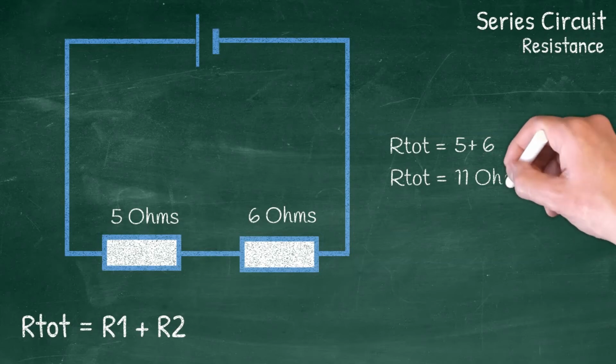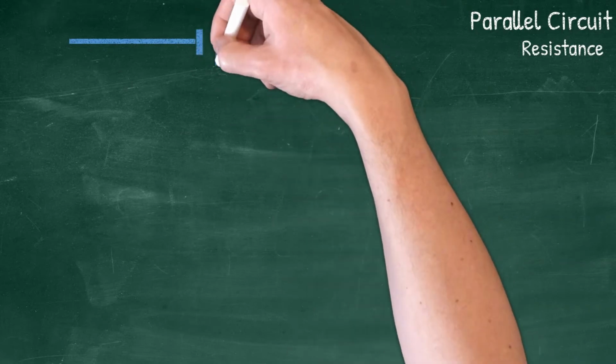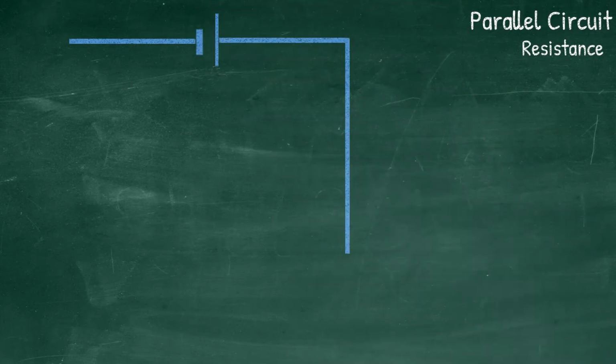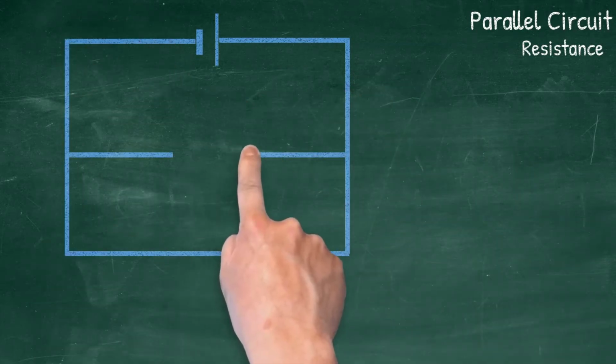That was series. Now we're going to look at resistors which are connected in parallel. Here the rule is a bit more counterintuitive. By adding another route for the current to flow through, the current will flow through one or the other resistor, but not both, so the overall resistance is reduced.